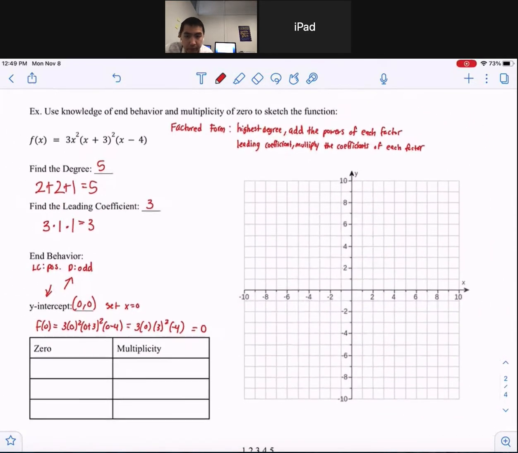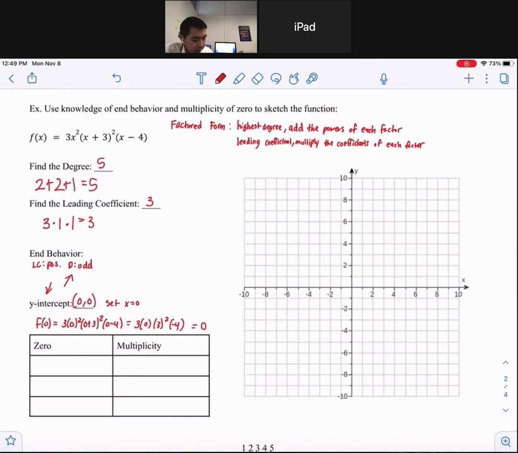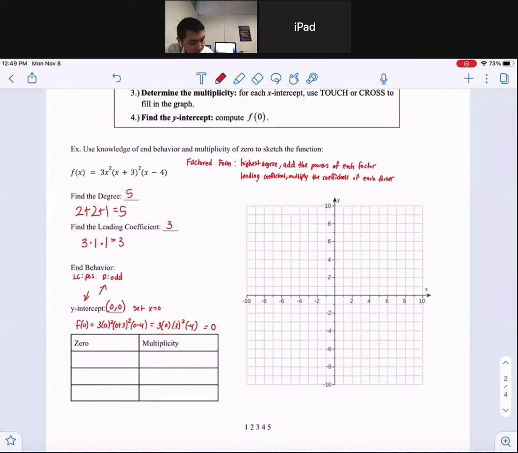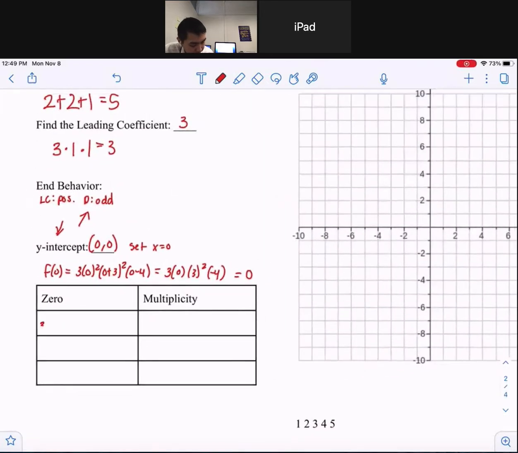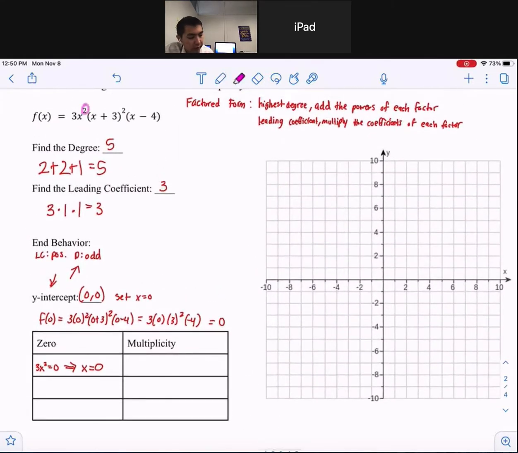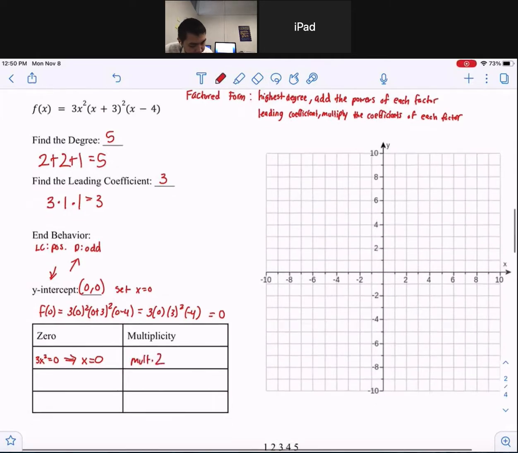So now let's find your zeros. So you set all of these equal to 0 and you solve. So if 3x squared equals 0, if you were to solve that out, x has to be 0 in order to make this whole thing 0. Multiplicity, look at the degree. The degree of that factor is 2, so multiplicity of 2.